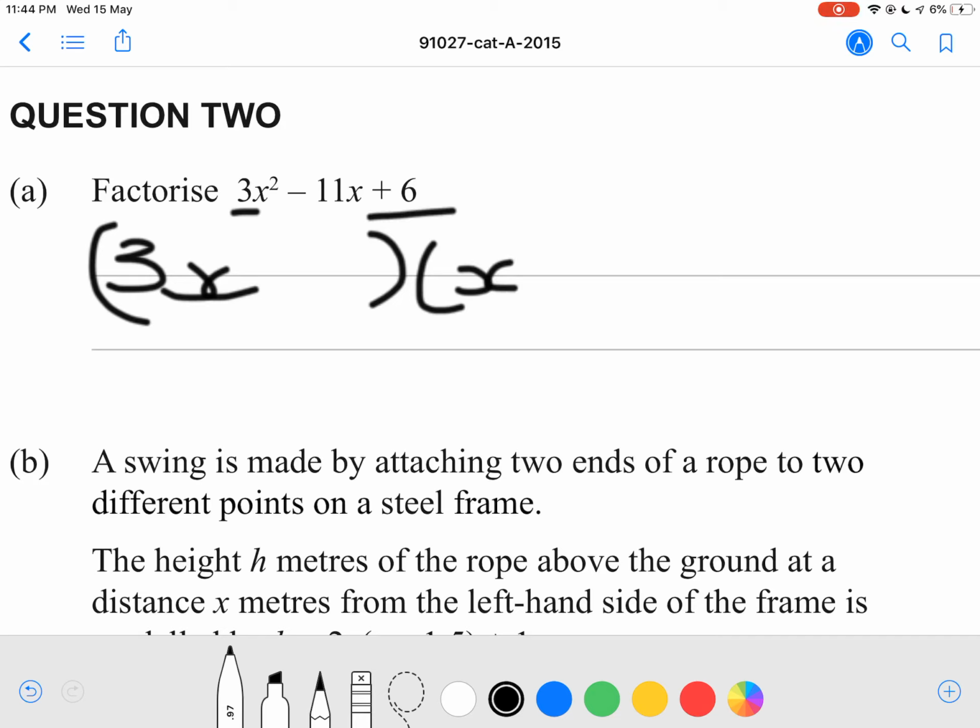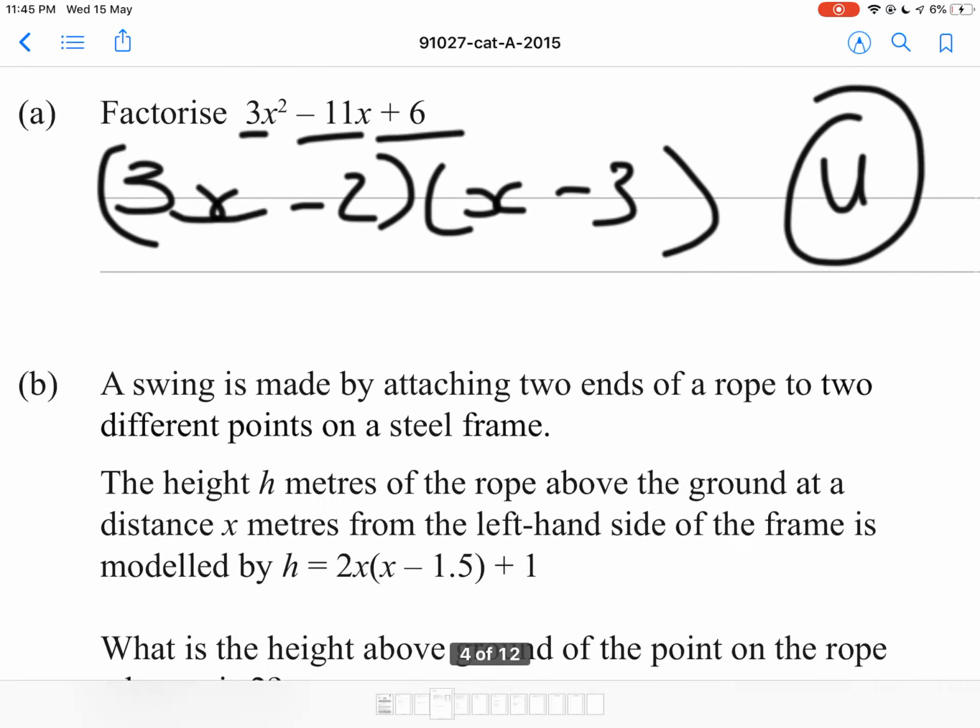So what multiplies to positive 6 and when added together is negative 11, with the multiple 3 as a multiplier? If we say negative 3 and then negative 2, that should give us the correct answer, because negative 3 times 3x is negative 9x, and then negative 2 times x is negative 2x, and negative 9x plus negative 2x is negative 11x, and negative 2 times negative 3 is 6. So therefore this is the correct answer, and this will give you an achieved grade.